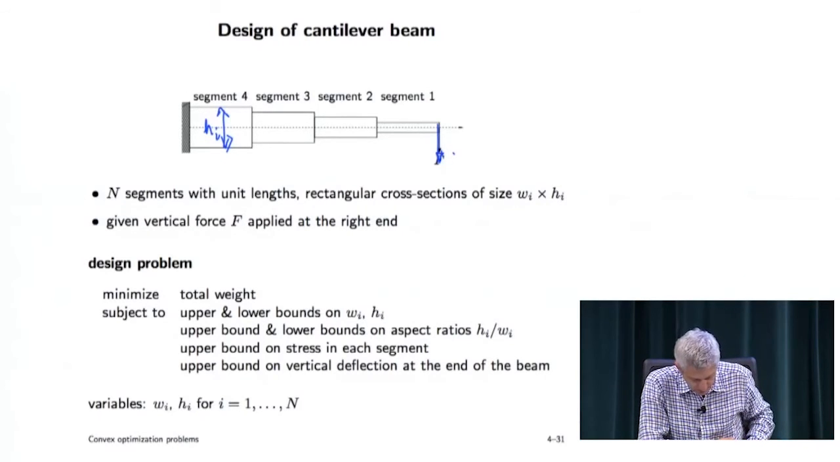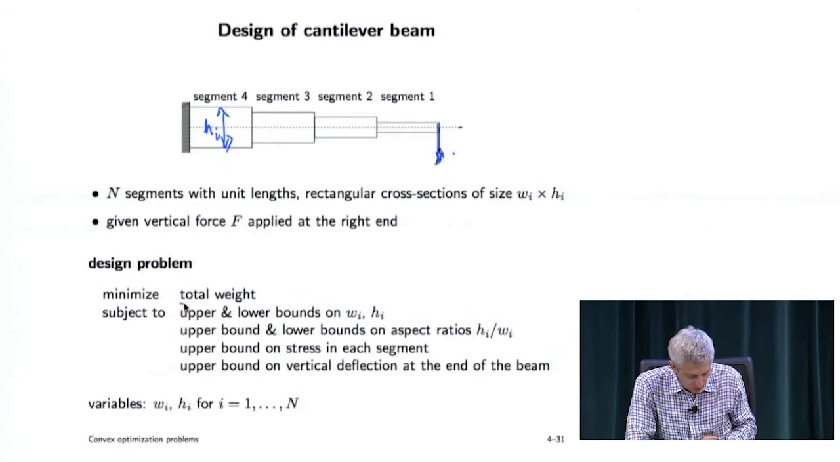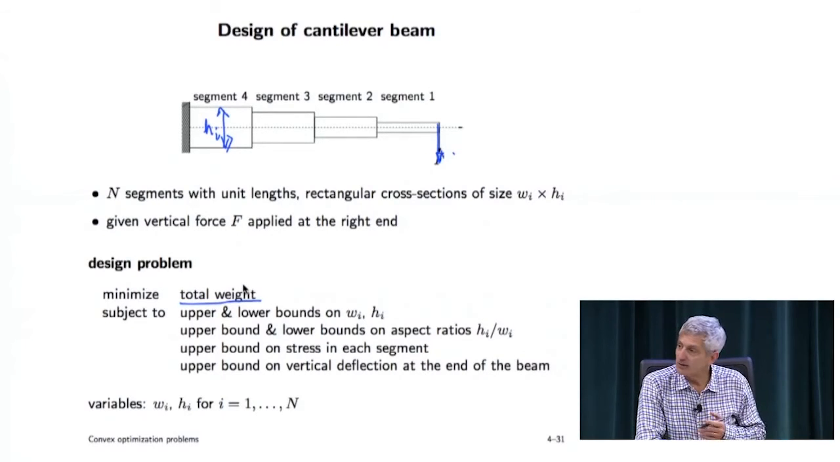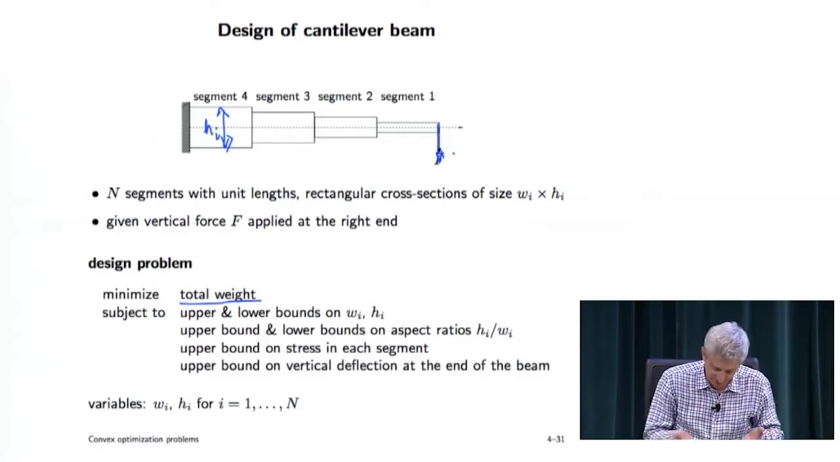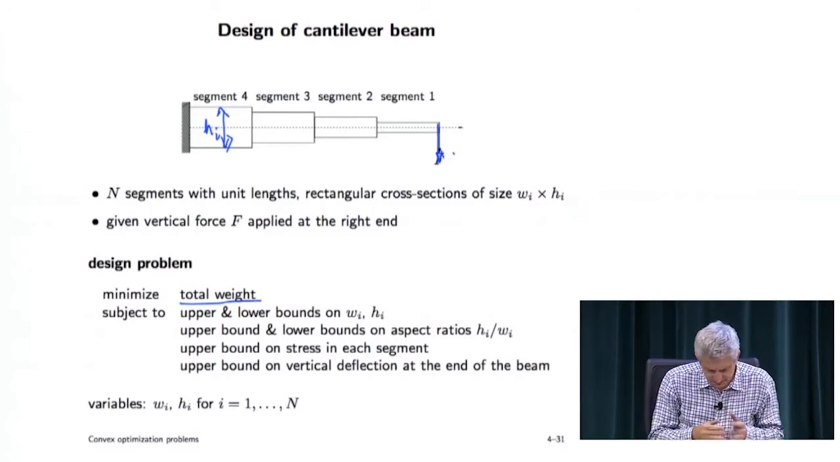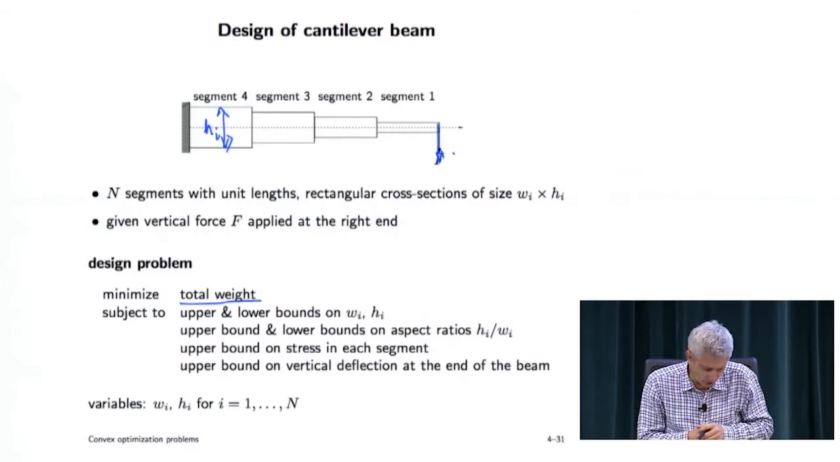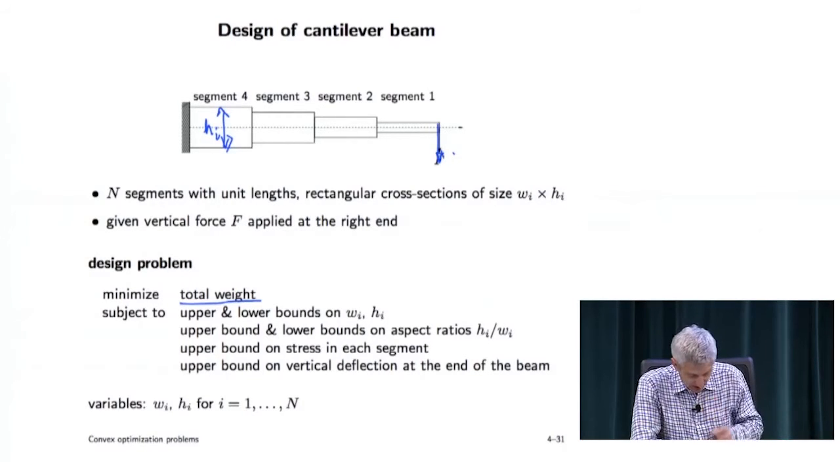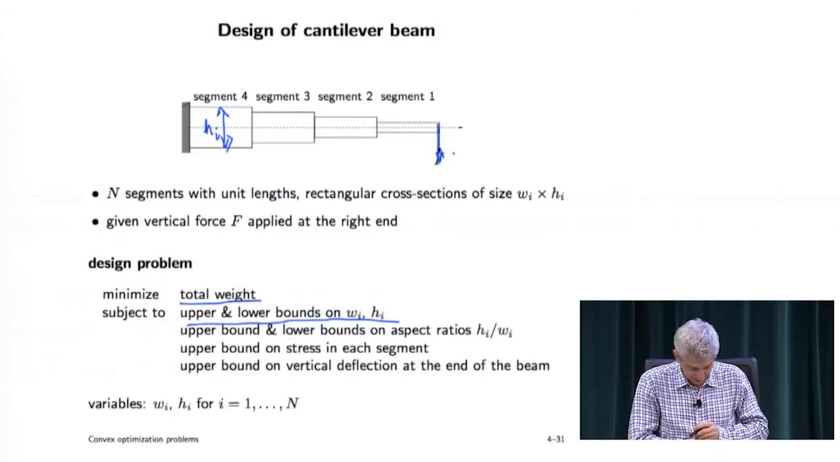And here's what we want. We're going to minimize the total weight of this thing. That's the total amount of steel, I mean, if it's made out of steel. And that weight is usually a surrogate in a design like this for cost, something like that. So we'll minimize total weight. We'll have upper and lower bounds on the width and height, so we'll have a maximum and a minimum for each one. And we can put upper and lower bounds on the aspect ratio.